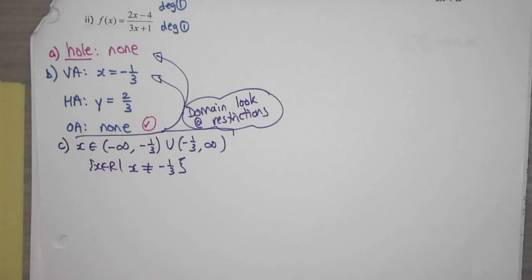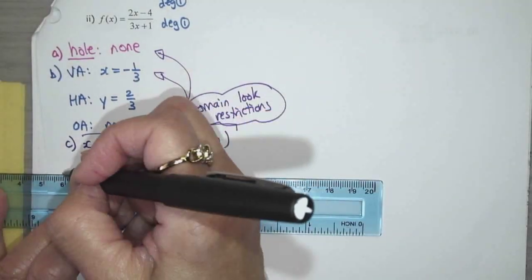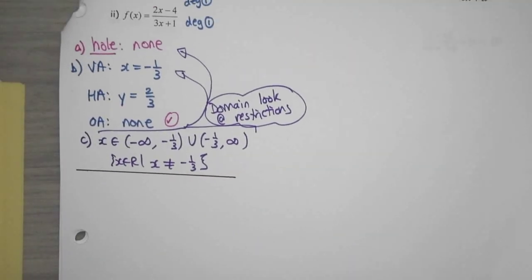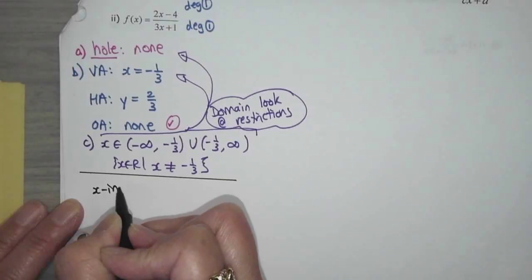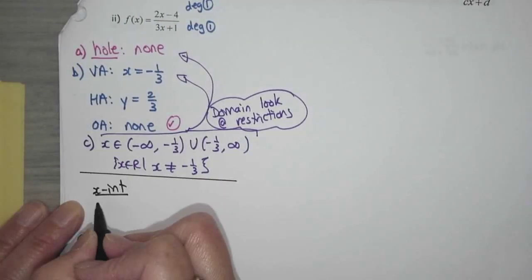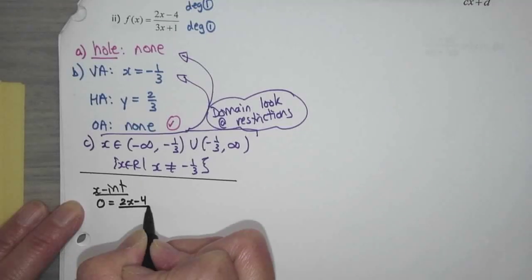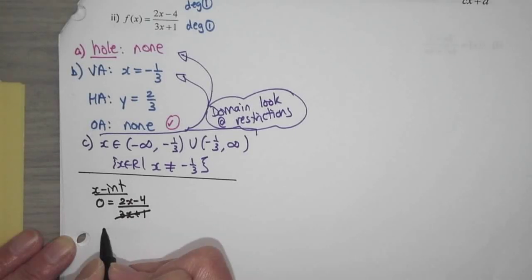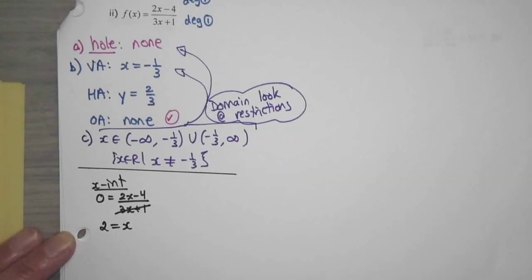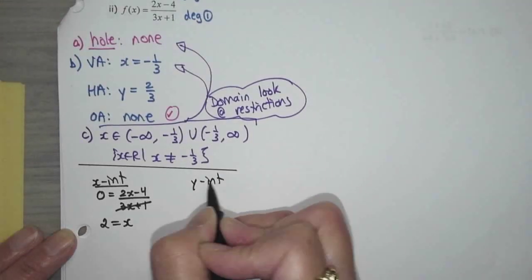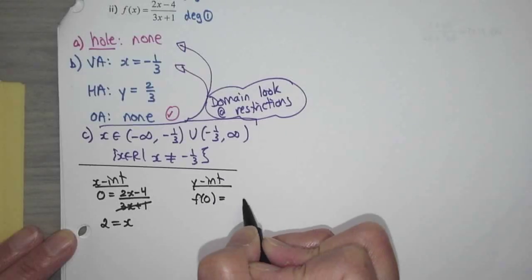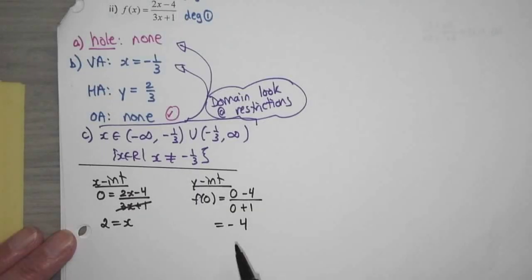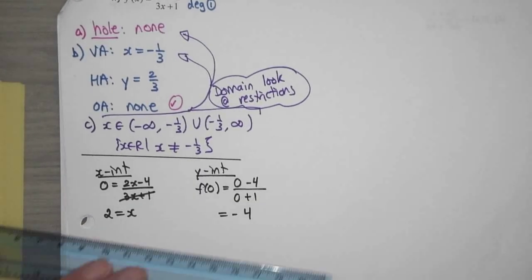And we're going to do the next one. We're going to do x-intercept and y-intercept. I'm just putting a line so that my notes are a little bit neater for you to read. Oops, there's my question. Okay, so x-intercept is going to be when y equals 0. So 0 equals 2x minus 4 over 3x plus 1. That just goes away, the denominator. So then 2 equals x. Again, you can do that faster. And then y-intercept is going to be f at 0, which would be 0 minus 4 over 0 plus 1, so it's negative 4. Again, you can just go negative 4. So again, if you can do mental math there, that's fine.